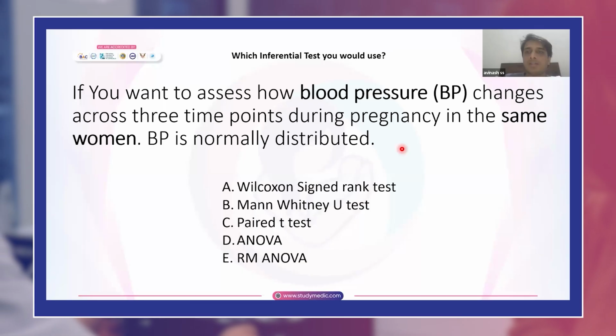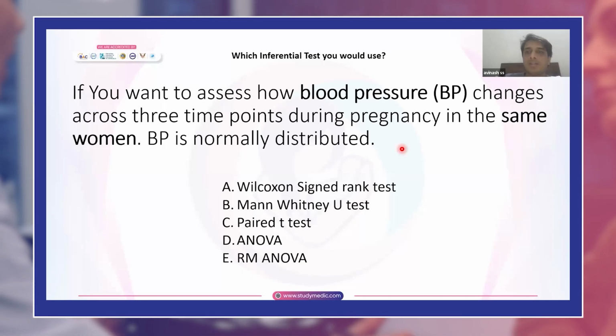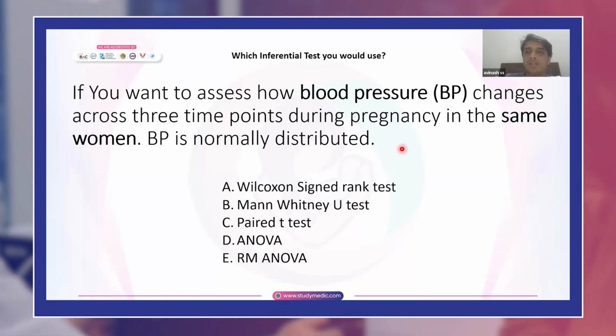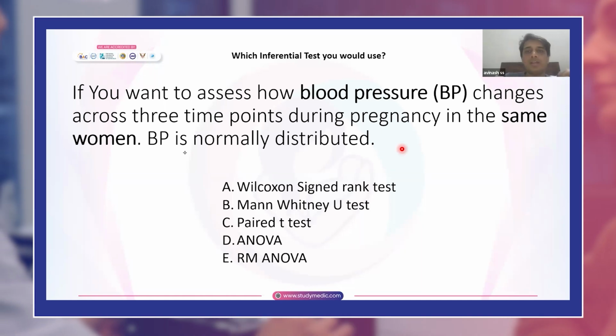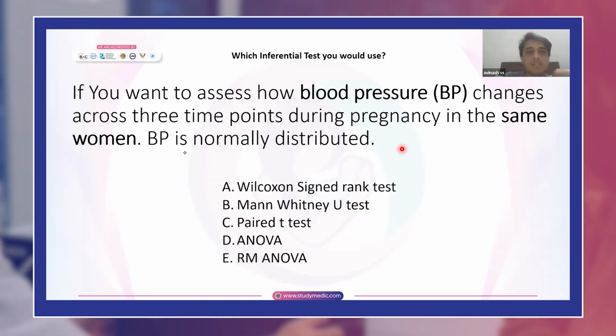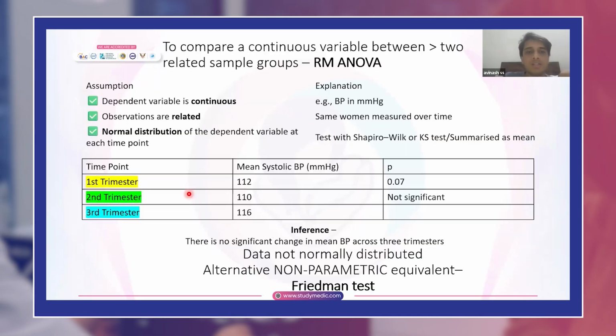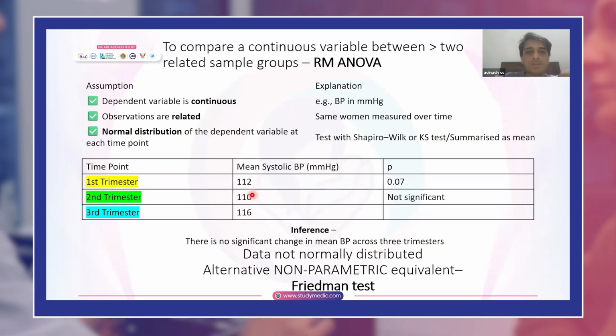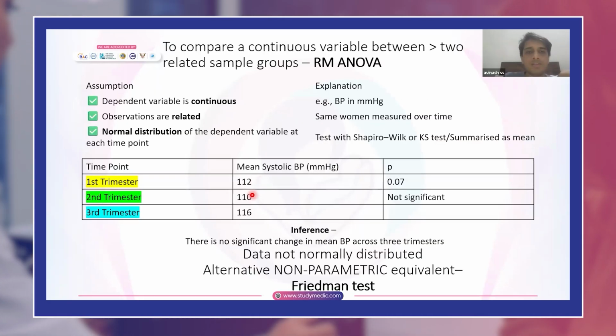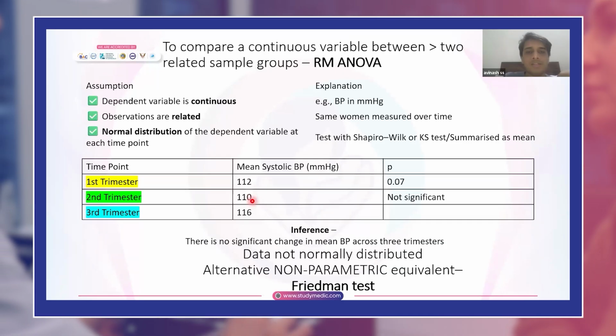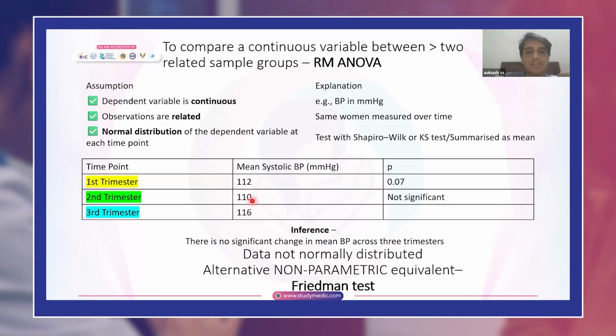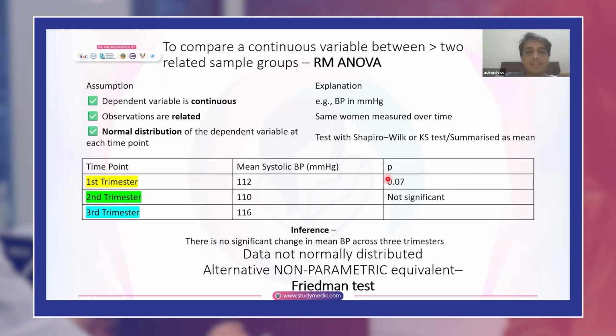To compare a continuous variable between more than two related sample groups, the test is called RM ANOVA, repeated measures ANOVA. The mean blood pressure is 112 millimeters of mercury in the first trimester, 110 in the second, 116 in the third. So there is not much difference. The P-value is also more than 0.05. There is no significant change in mean BP across three trimesters in the same woman.